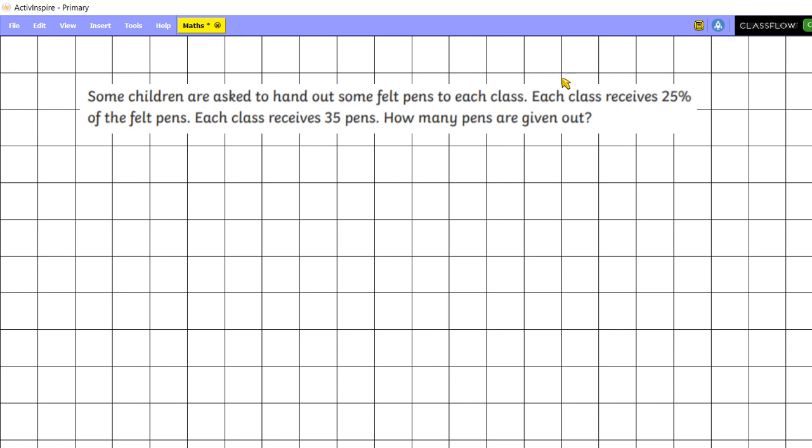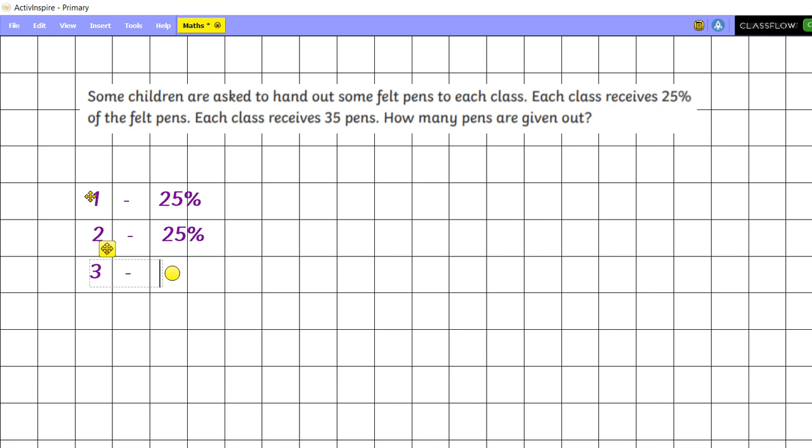So 25% out of 100. So if I have got 25 out of 100, and it says that each class receives 25%. So class 1 have received 25%. Yeah? How many 25% am I going to get? Well, let's try. Class 2 have also received 25%, which as a total now, 25 and 25 is 50. So let's keep going until we get to 100.